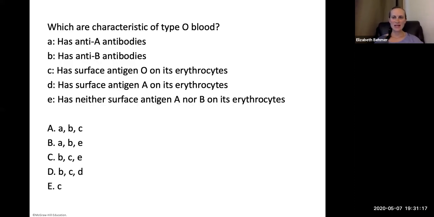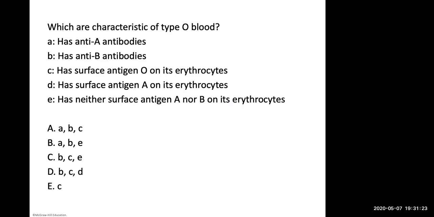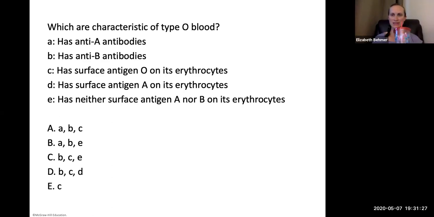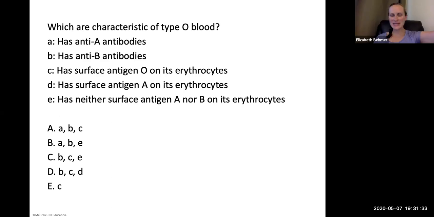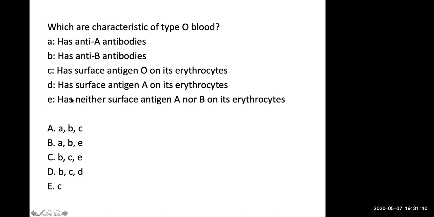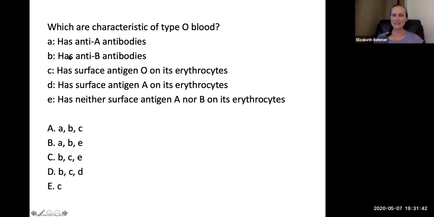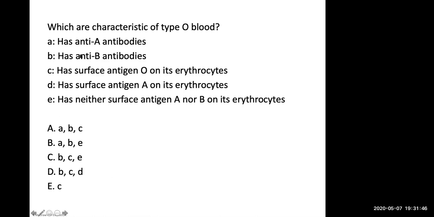So just for fun, I include these review questions to take us back to chapter 21 on blood. What do you guys think are the characteristics of type O blood? Does anyone remember? E. E is correct. It doesn't have a surface antigen A or B, so E is correct. But it does have antibodies as well. Oh, okay. So it does have antibodies.